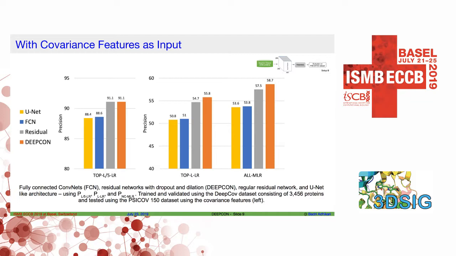So when we use covariance features as input, what we find is if we evaluate top L by 5 long-range contacts, a standard residual network and a residual network with dropout perform similar. However, if we dig deeper and look into top L long-range contacts or even all medium and long-range contacts, we find that adding dropout to a standard residual network actually significantly improves the performance.